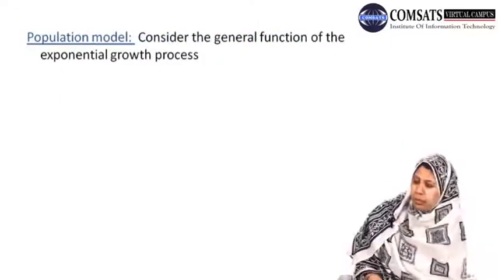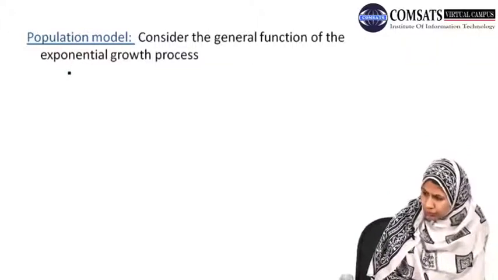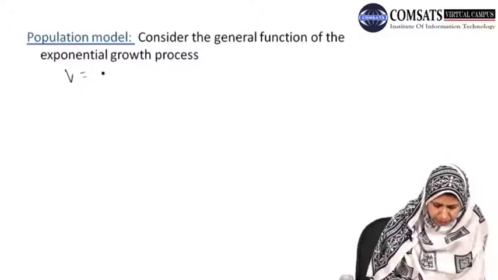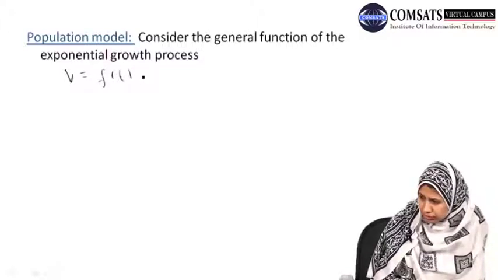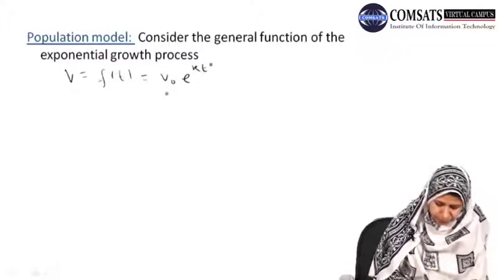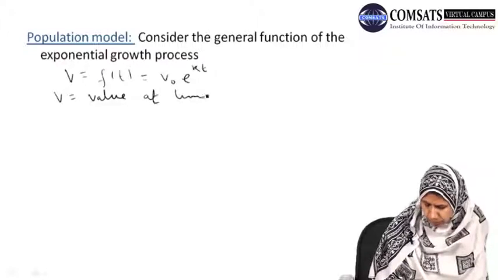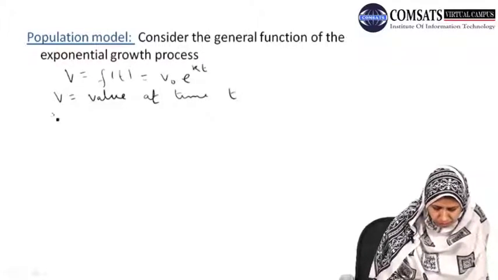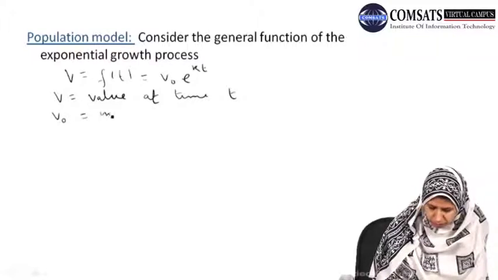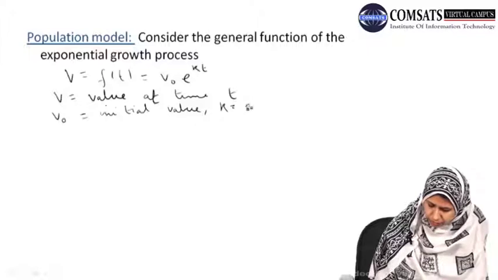Next example is of a population model, which we can define exponentially. Consider a general function of the exponential growth process. V equals f of t equals v naught e to the power kt, where v is the value at time t, v naught is the initial value, and k is the growth constant.